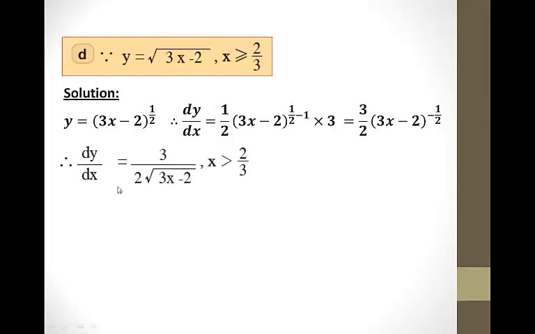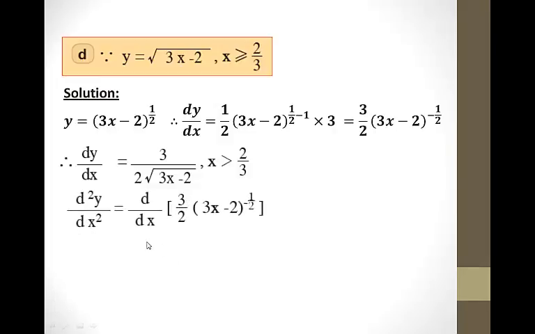Then dy by dx equals 3 over 2 root 3x minus 2, and x greater than 2 over 3, and this is the domain of the denominator. Of course, you cannot write x greater than or equal to 2 over 3 because equal to 2 over 3 makes the denominator equal 0 and division by 0 is meaningless.